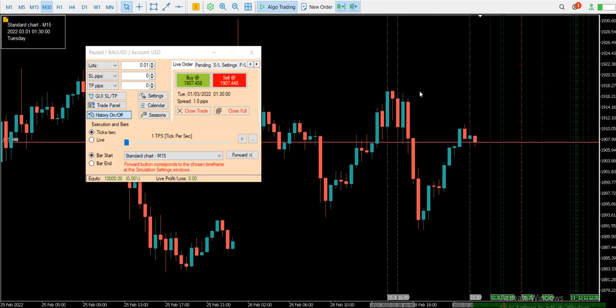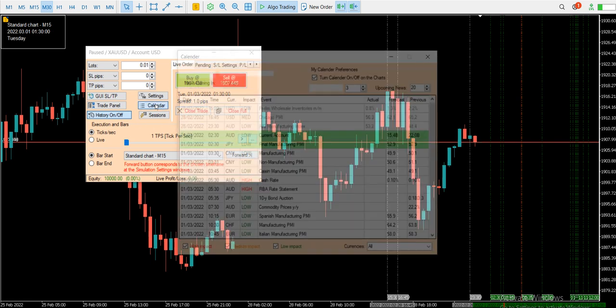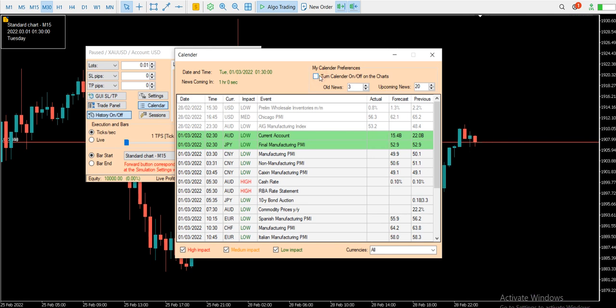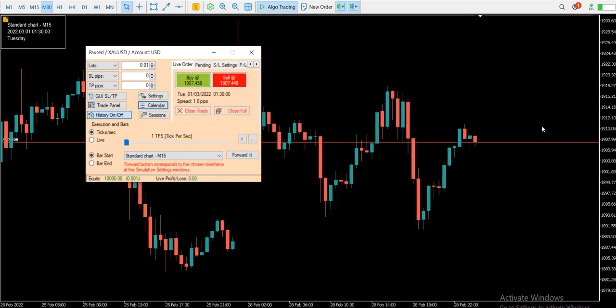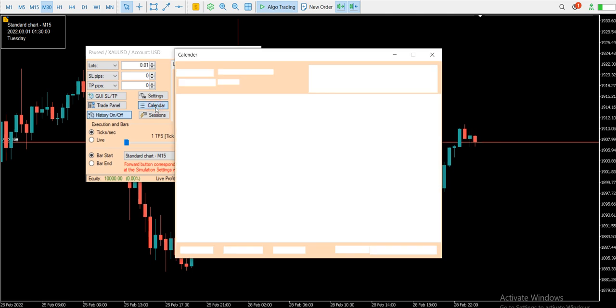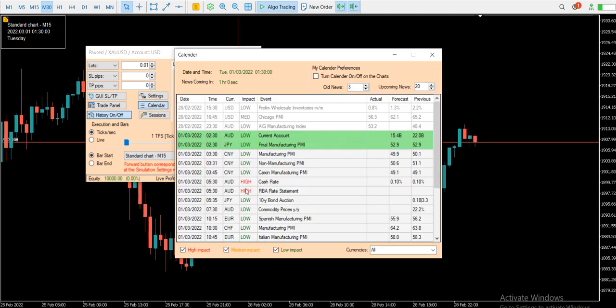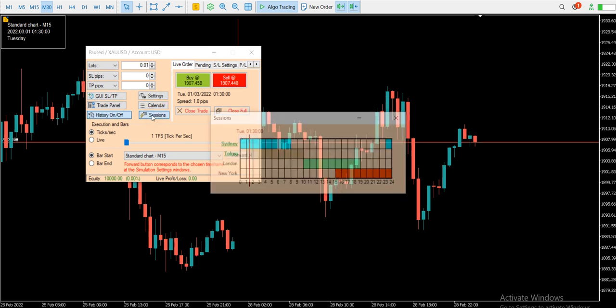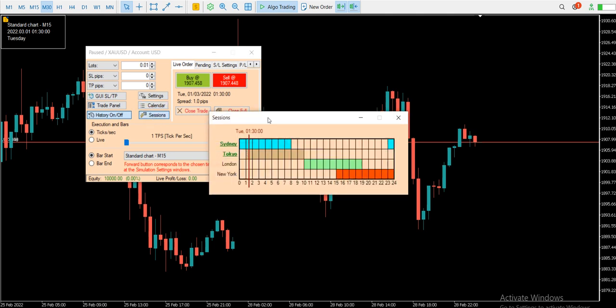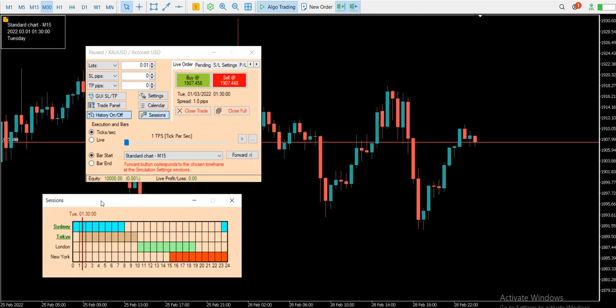Okay, so in this simulation session, I'll be backtesting gold and the time frame will be 30 minutes. Let's do a few settings. Turn off the calendar, since those lines tell us whether we have news or not. So I just closed it. And this is the session window. We can easily check at what time of the day we are simulating.